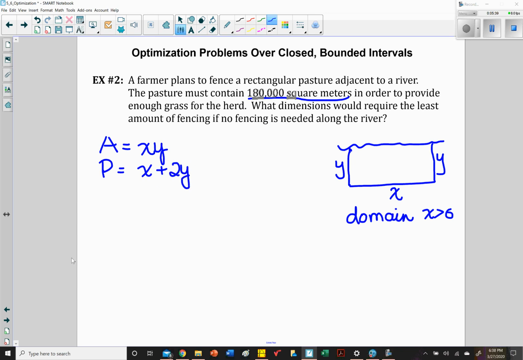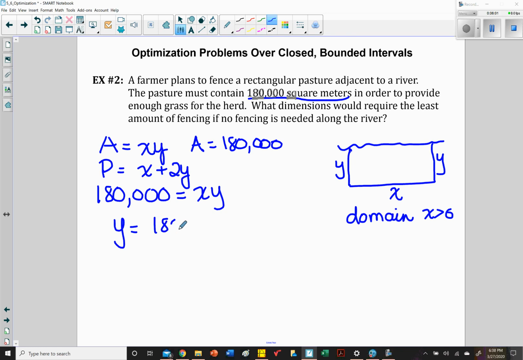What else do we know? We know the area is 180,000 square meters, so A is X times Y because A is 180,000 square meters. Okay, solving this for Y is 180,000 divided by X.